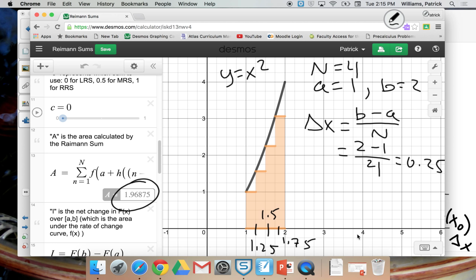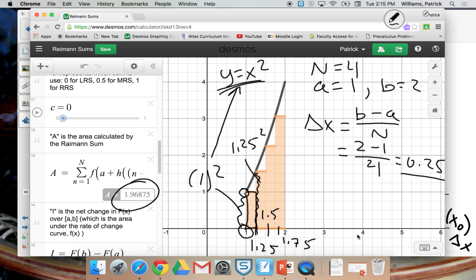For example, if we want to calculate the area of this first rectangle, we know the base is 0.25. The height is going to be this leftmost point plugged into our function, which in this case will be 1 squared. Remember, we're squaring it because our function is x squared. The height of our second rectangle, therefore, would be 1.25 squared. If you don't get that, rewind the video and watch it again.